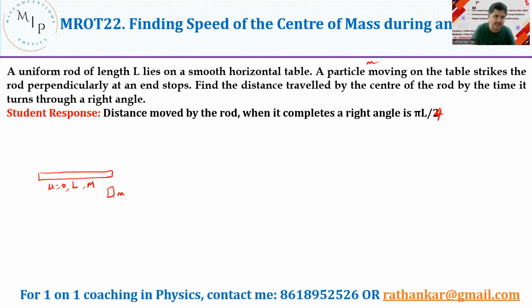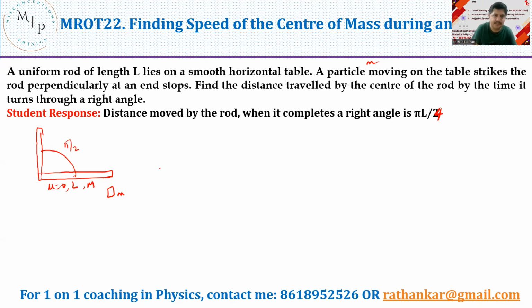Now, what is the student response? The student thinks that the moment this hits over here, this is the center of mass of the rod. When it says find the distance traveled by the center of the rod by the time it turns through a right angle, he assumes that the rod moves like this and becomes like this over here, so that the angle here is pi by 2.